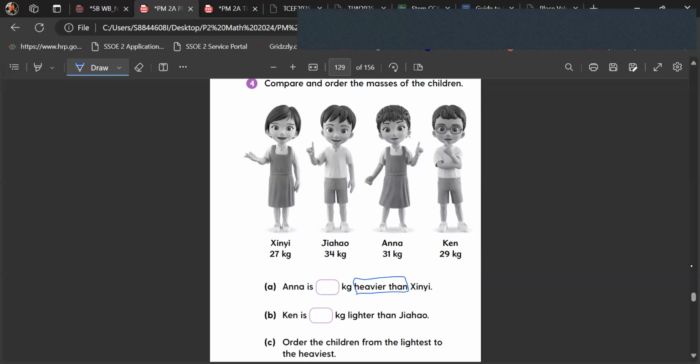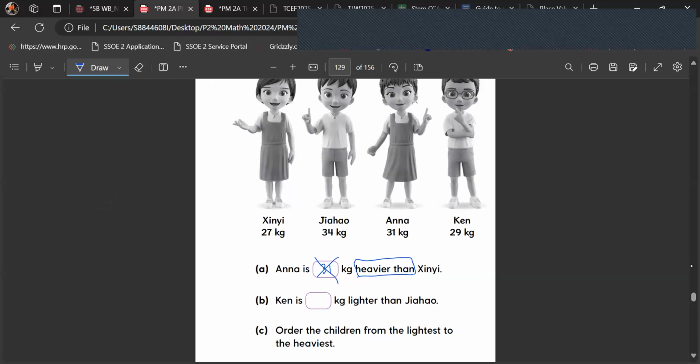But notice it's a sentence. If the sentence says Anna is heavier than Cindy, it's not that Anna is blank kilogram, full stop. So there's no full stop here. Those of you who are thinking you should write 31 here, that is wrong. Anna is 31 kilogram, but Anna is not 31 kilogram heavier than Cindy. This is not correct.